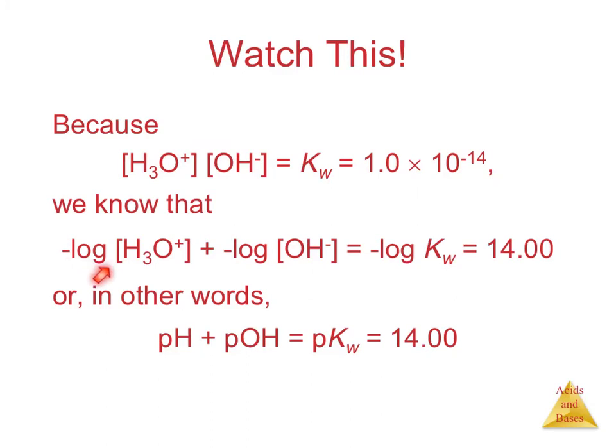So it's really the negative log of the hydronium ion concentration plus the negative log of the hydroxide ion concentration equals the negative log of the Kw. So this negative log of the Kw is the pKw, which equals 14. And these become pH and pOH. So I could see that for any system in water, the pH plus the pOH is going to equal 14. So if I know one value, if I could calculate the pOH, I could just move this over and solve for the pH of my system.